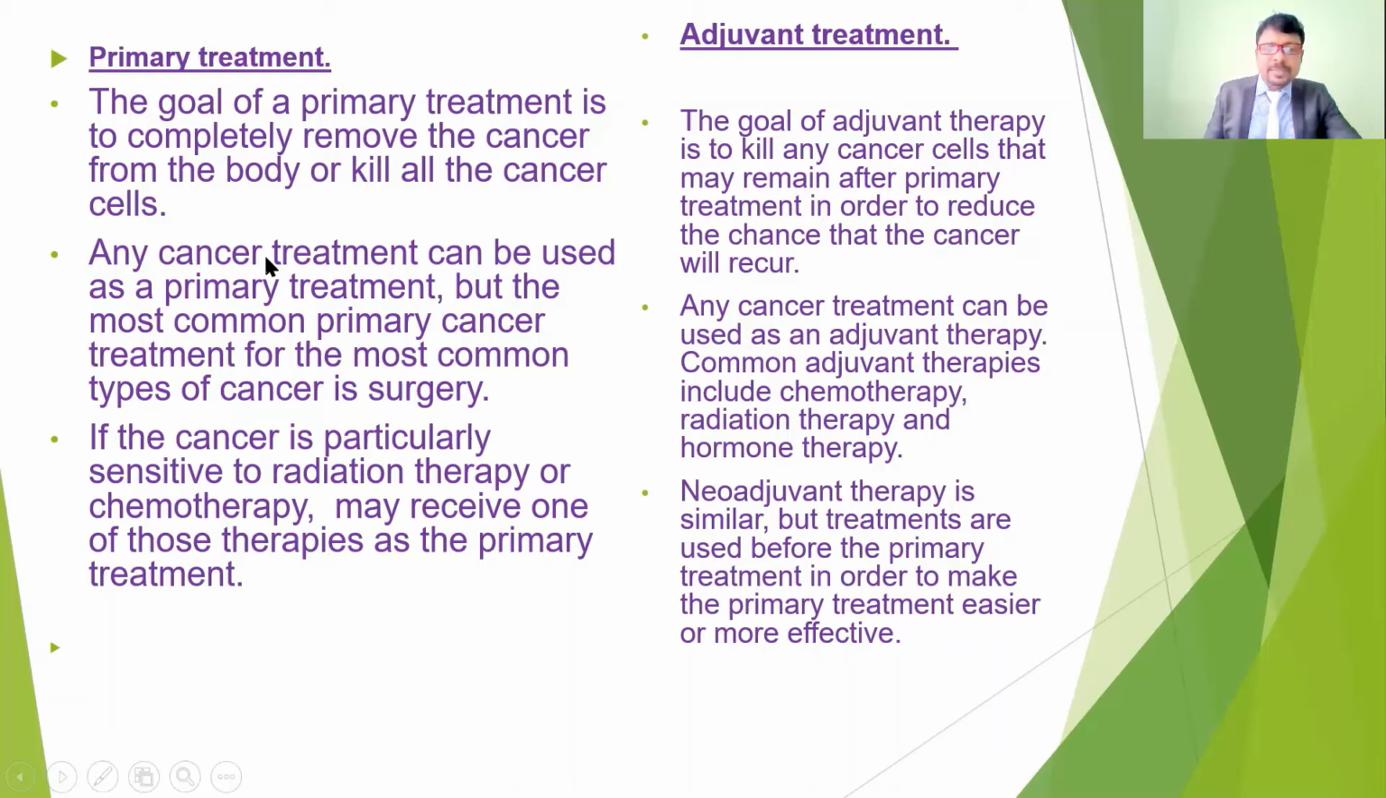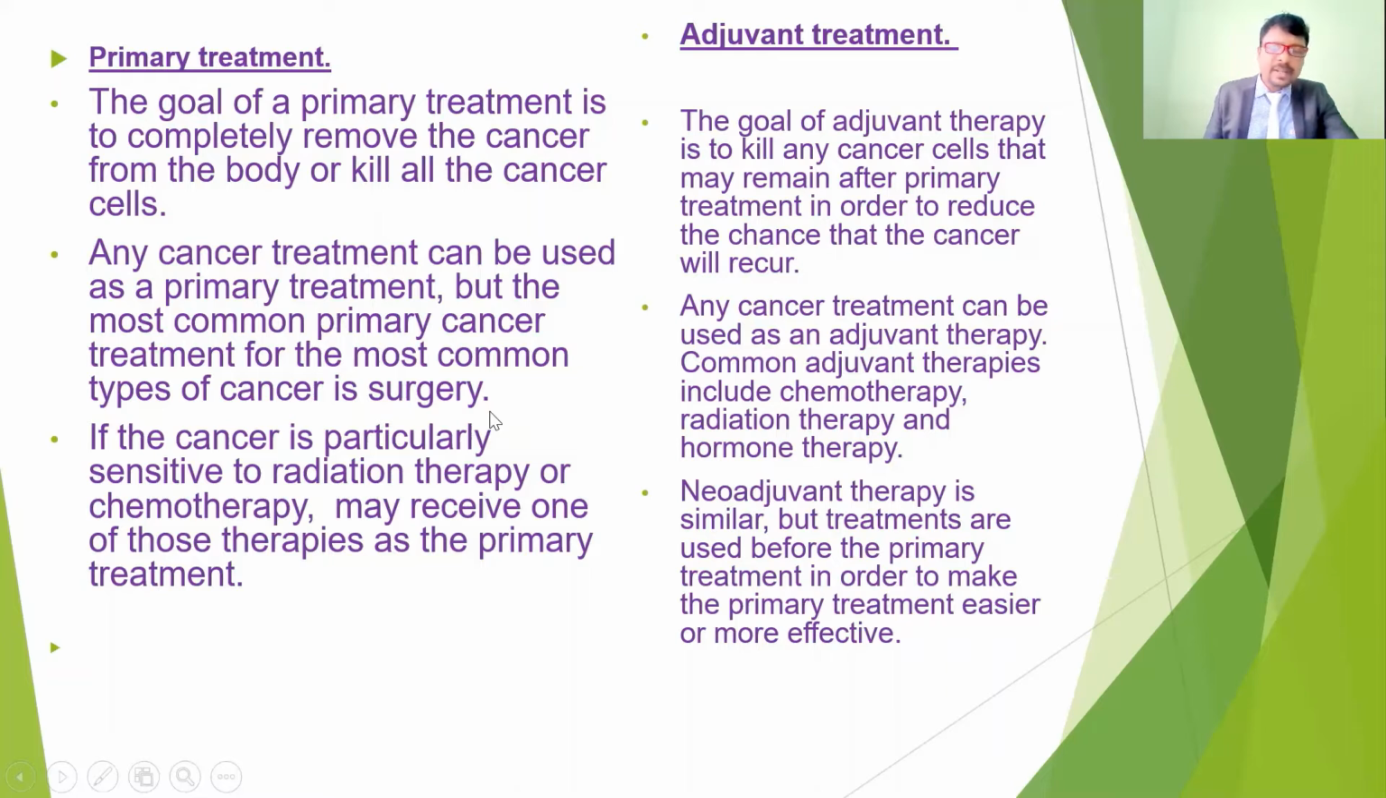Any cancer treatment can be used as the primary treatment, but the most common primary treatment for the most common types of cancer is surgery. So the treatment plan for the cancer is the surgical procedure: removal of the cancer-originating tissues, and also how far the tissue has extended, and how to remove it through the surgical procedures. That is the major treatment through surgical procedures.